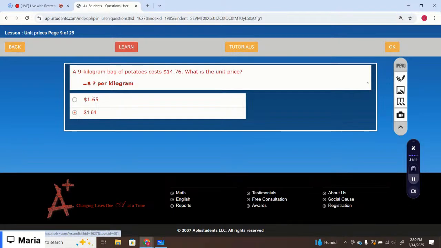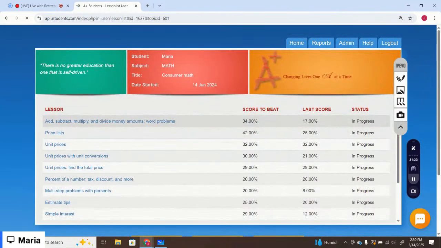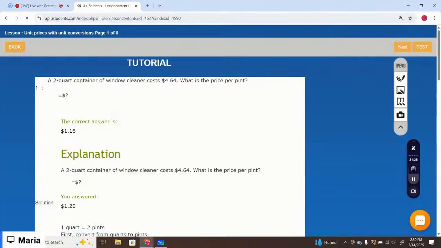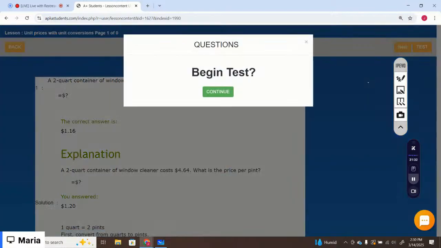Okay, you can complete the lesson by yourself later today. Let me just move on to the next lesson. The next lesson is unit prices with unit conversions. Let's just start with the lesson. Let's just start with the test questions.